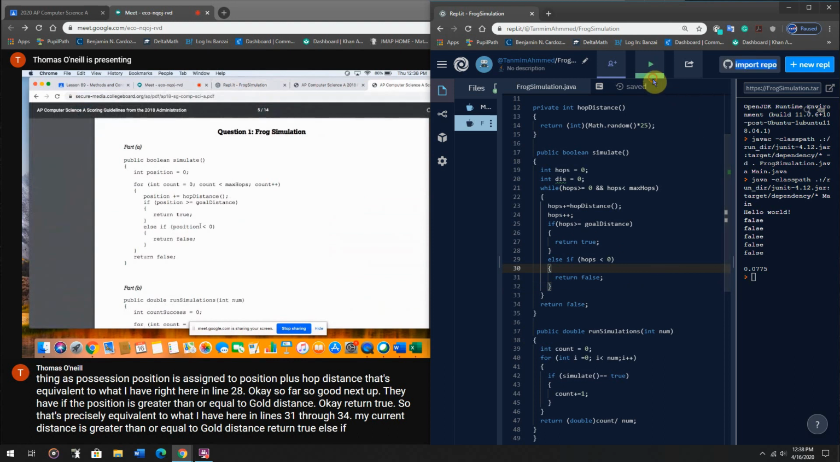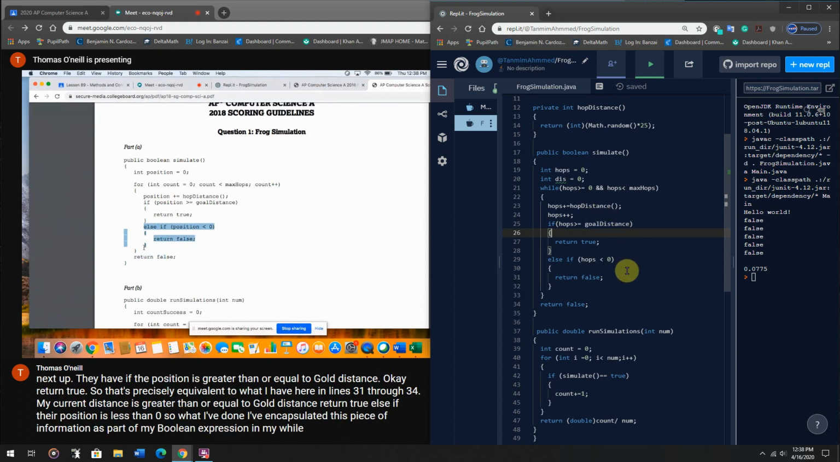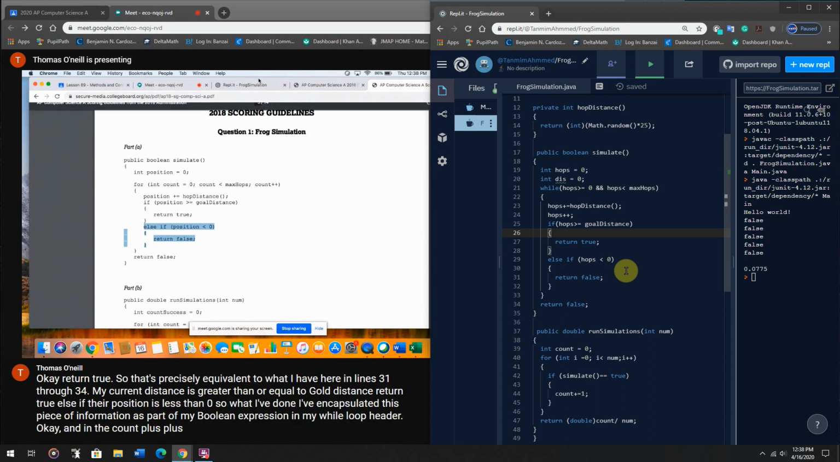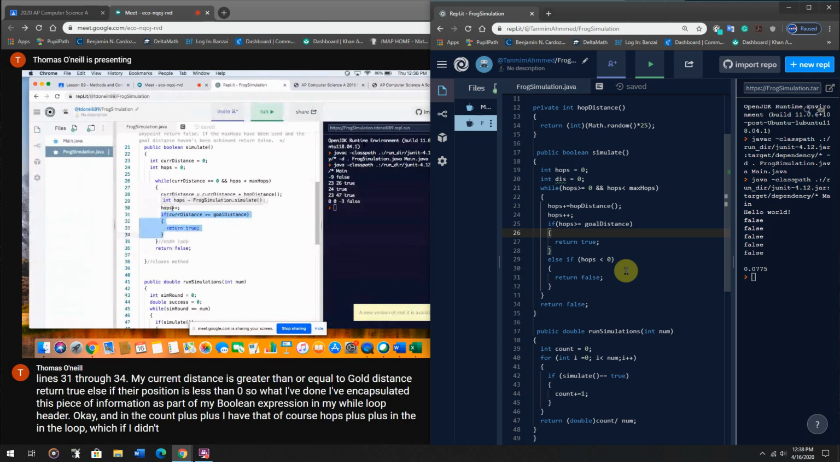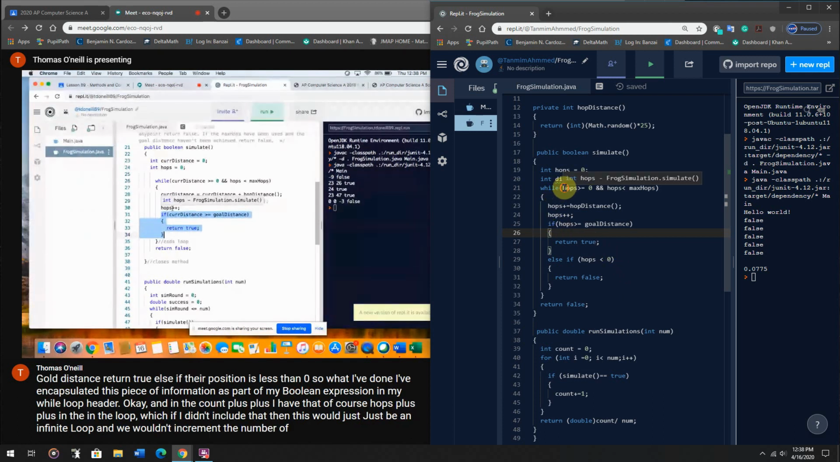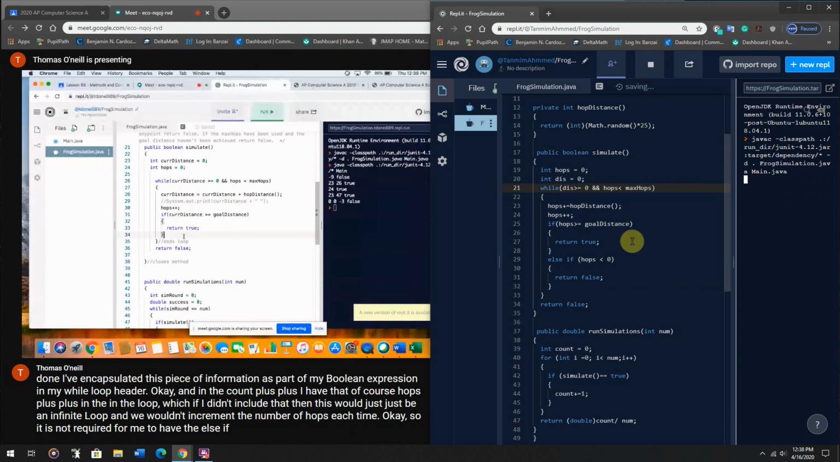Else if their position is less than 0. So what I've done, I've encapsulated this piece of information as part of my Boolean expression in my while loop header, okay? And then the count plus plus, hops plus plus in the loop, which if I didn't include that, then this would just be an infinite loop, and we wouldn't increment the number of hops each time, okay? So it is not required for me to have the else if statement here.